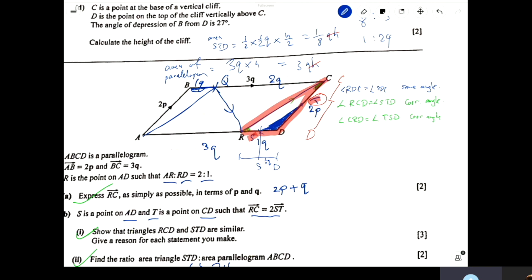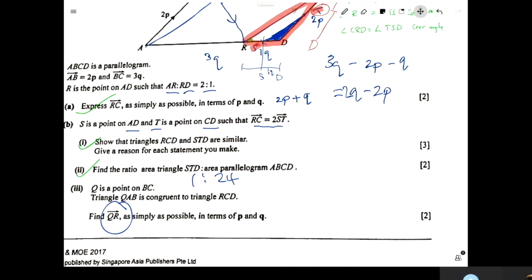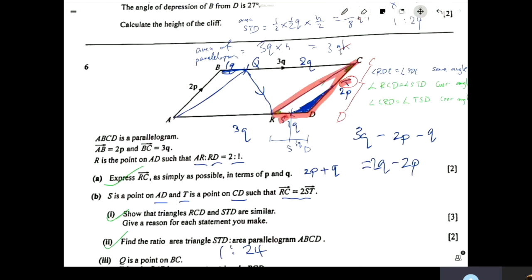So what we do is we take 3Q, minus 2P, minus Q, because it's going backwards. So far is it okay? So that will be equal to 2Q minus 2P. That looks pretty simple. Okay, it's just 2Q minus 2P. So this is vectors.